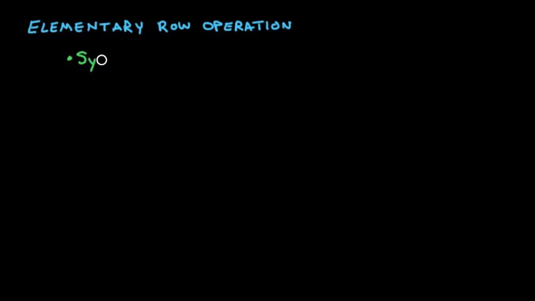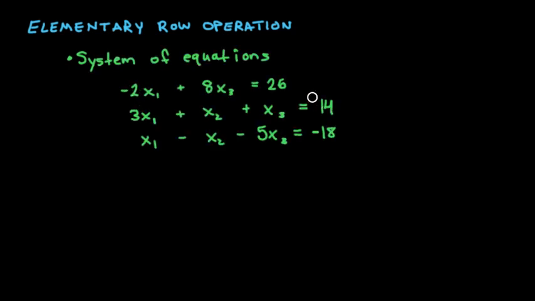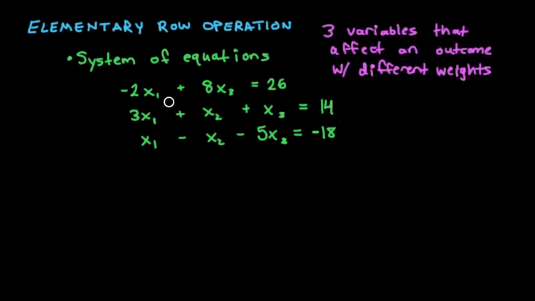So let's dive in. Let's say we have a system of equations, and that's going to look something like this. So we have three equations that all use three different variables, and each variable affects each outcome with a different weight. We want to know what values of x1, x2, and x3 would satisfy all three of these equations. And because the number of variables that we have equals the number of equations that we have, we know there's going to be a single answer, which is great.